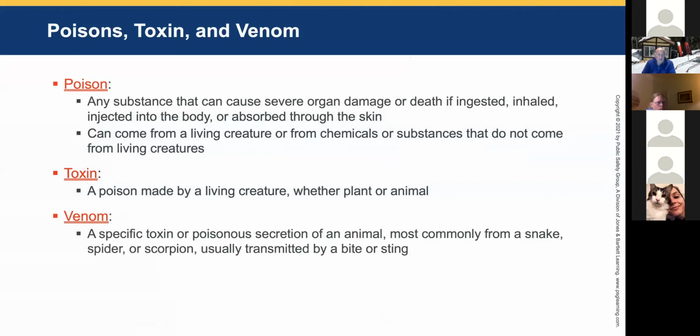Let's talk about poison, toxins, and venom. A poison is any substance that can cause severe organ damage or death if ingested, inhaled, or injected into the body or absorbed through the skin. It can come from a living creature or from chemicals or substances that don't come from living creatures. A toxin, on the other hand, is a poison made by a living creature, whether it be a plant or an animal. And a venom is a specific toxin or poisonous secretion of an animal, most commonly from a snake, spider, or scorpion, and it's usually transmitted by a sting.